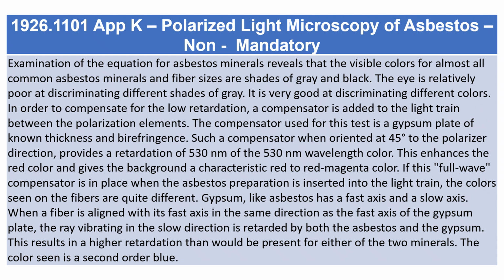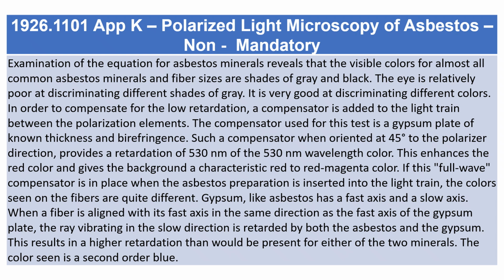Examination of the equation for asbestos minerals reveals that the visible colors for almost all common asbestos minerals and fiber sizes are shades of gray and black. The eye is relatively poor at discriminating different shades of gray. It is very good at discriminating different colors. In order to compensate for the low retardation, a compensator is added to the light train between the polarization elements. The compensator used for this test is a gypsum plate of known thickness and birefringence. Such a compensator, when oriented at 45 degrees to the polarizer direction, provides a retardation of 530 nanometers of the 530 nanometers wavelength color.